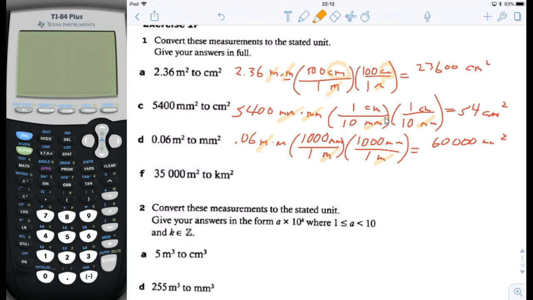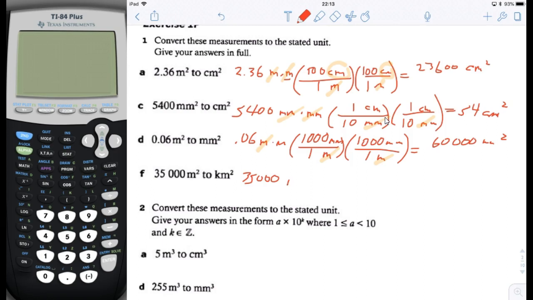Okay? The other way you can do it, which I was talking about, is instead of multiplying by 1,000 millimeters over a meter, you could multiply by 100 centimeters divided by 1 meter, right? It cancels out the meters. And then you can multiply by 1 centimeter in the bottom with 10 millimeters on top, like that. Okay? So you could do 2 dominoes instead of 1 domino.